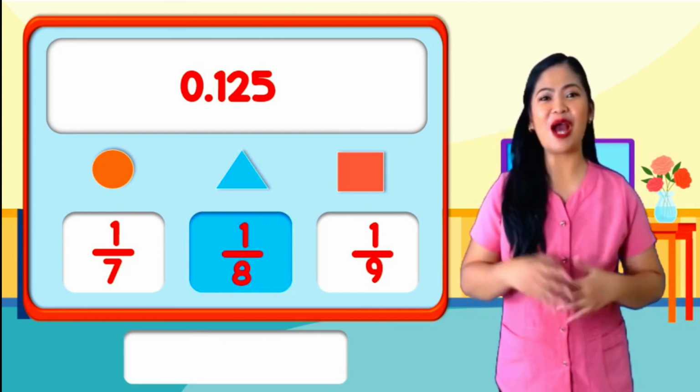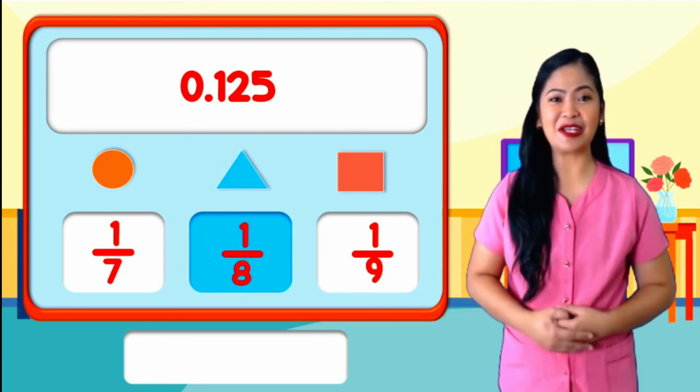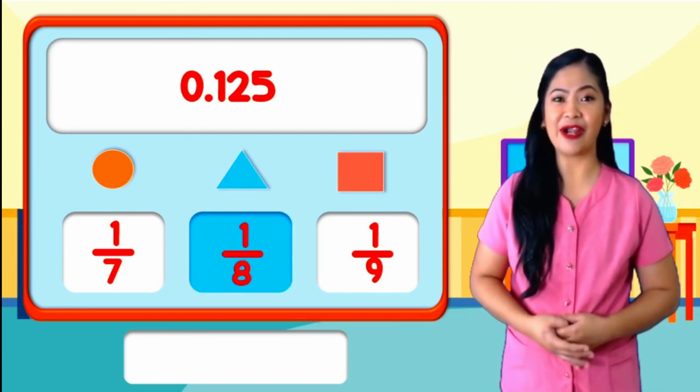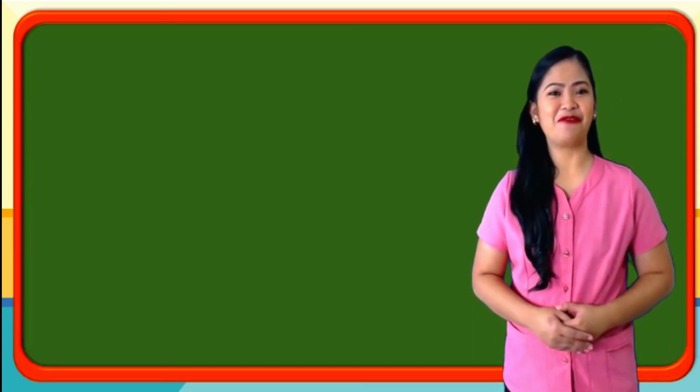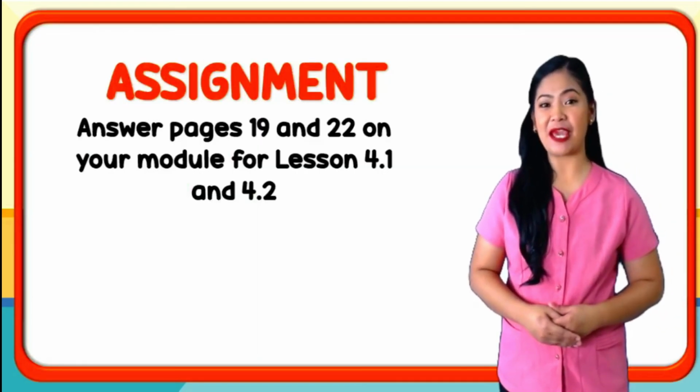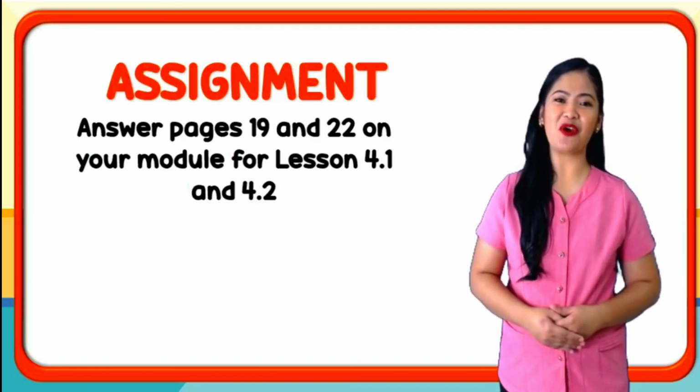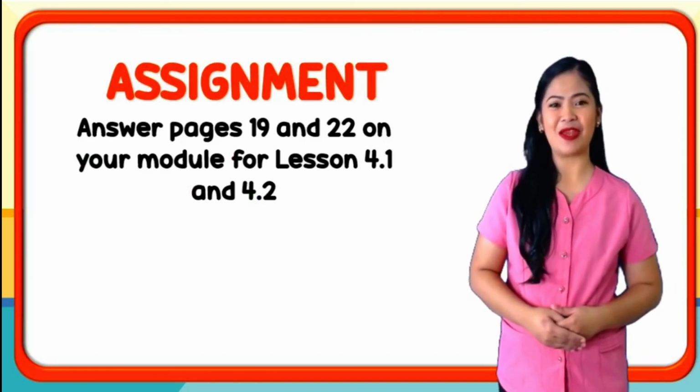I hope you got the answers correctly. That concludes another lesson for this morning. For your assignment, answer pages 19 and 22 of your learning modules. From our discussion today, we realized that there are things in this world that may appear differently but are actually the same. Just like in mathematics, there are numbers that are written in different forms, but their values are equal.